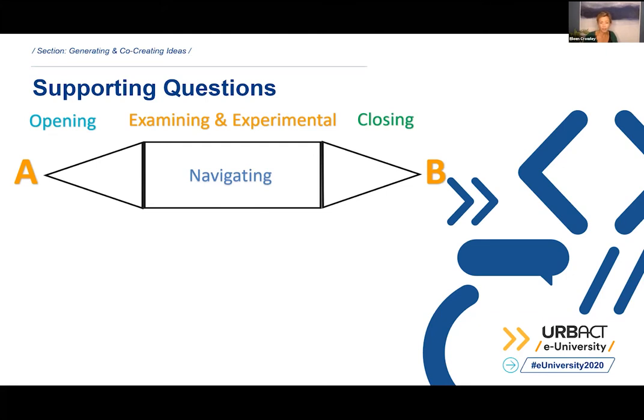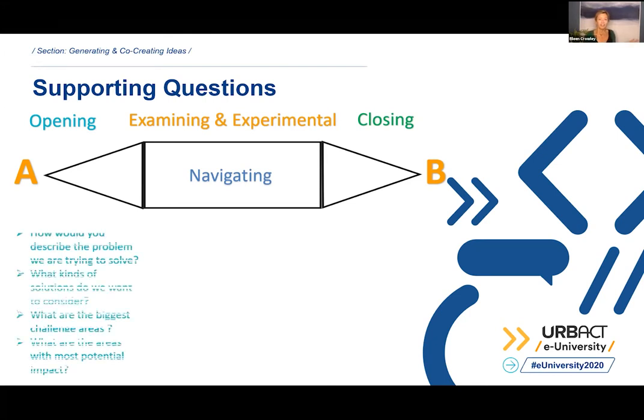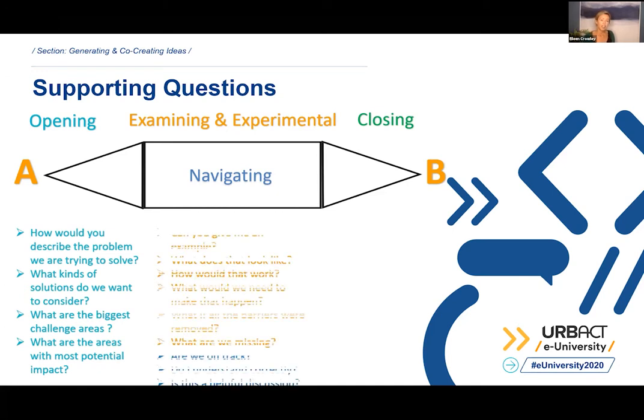Now, I won't go through all of them. You will be getting these slides afterwards, and you can refer to them the next time you have a meeting. In the opening stage, you want to draw out lots of good and diverse ideas. So you want to ask questions like, what kind of solutions do you want to consider here? What are the areas with most potential impact?